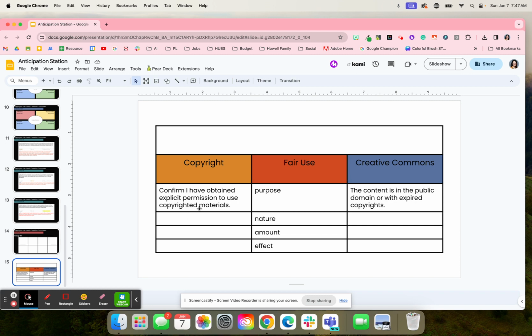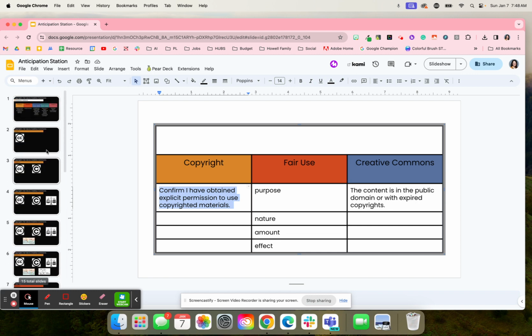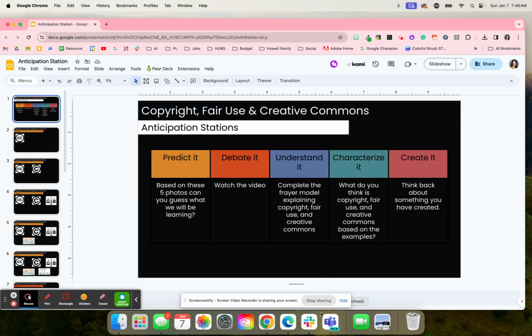So they're going to, again, think about, okay, when I created this, did I get any permission from anyone? What's the purpose? What's the nature, the amount, the effect? And then they're going to think about, is it public domain, or how is this going to work? So students can, again, complete these different activities to grow their knowledge on copyright, fair use, and Creative Commons.